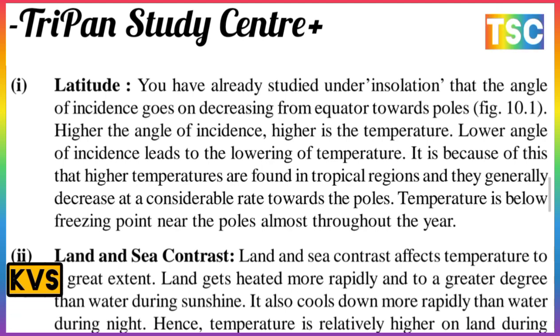The first is latitude. You have already studied under insolation that the angle of incidence goes on decreasing from the equator to the poles. The higher the angle of incidence, the higher the temperature, and a lower angle of incidence leads to lower temperature. It is because of this that higher temperatures are found in the tropical regions and they generally decrease at a considerable rate toward the poles.